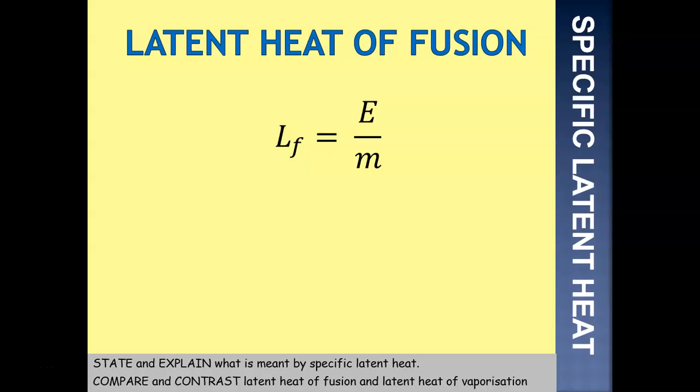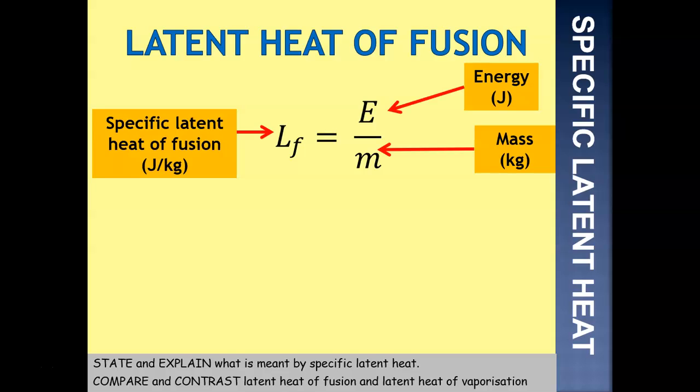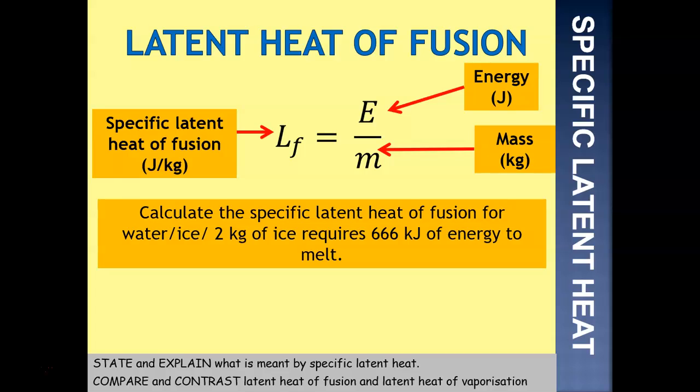The specific latent heat of fusion is equal to the energy required divided by the mass taken. So, specific latent heat of fusion is measured in joules per kilogram, energy in joules, mass in kilograms. So using that equation, grab your calculators and calculate this first thing. Calculate the specific latent heat of fusion for water or ice if 2 kilograms of ice requires 666 kilojoules of energy to melt. Pause the video whilst you attempt that.